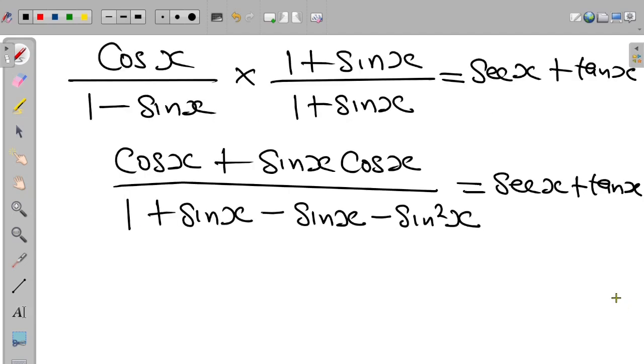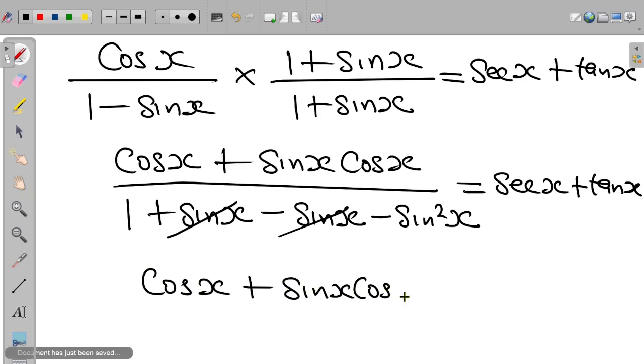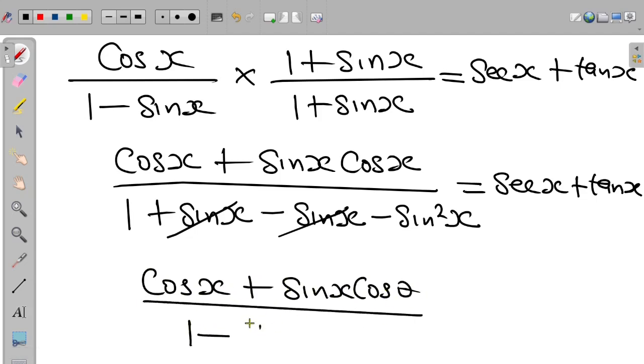So at this point, we can see that plus sin x will cancel out minus sin x, and we'll be left with cos x plus sin x cos x, all divided by 1 minus sin squared x. This should be equal to sec x plus tan x.